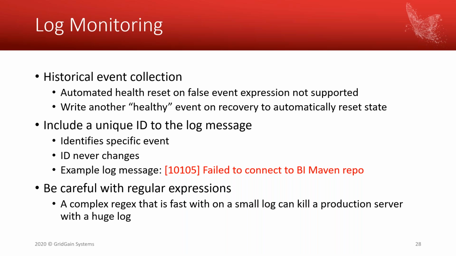Include a unique ID in the log message. That ID would identify a specific event, and that ID never changes. Whenever you upgrade your application, you may change the application message. You may improve it, right? You may fix some grammar, but that ID will never change. So for example, your exception message might look like this example. The ID is in the beginning, in brackets, just to make it easier to find. And it never changes.